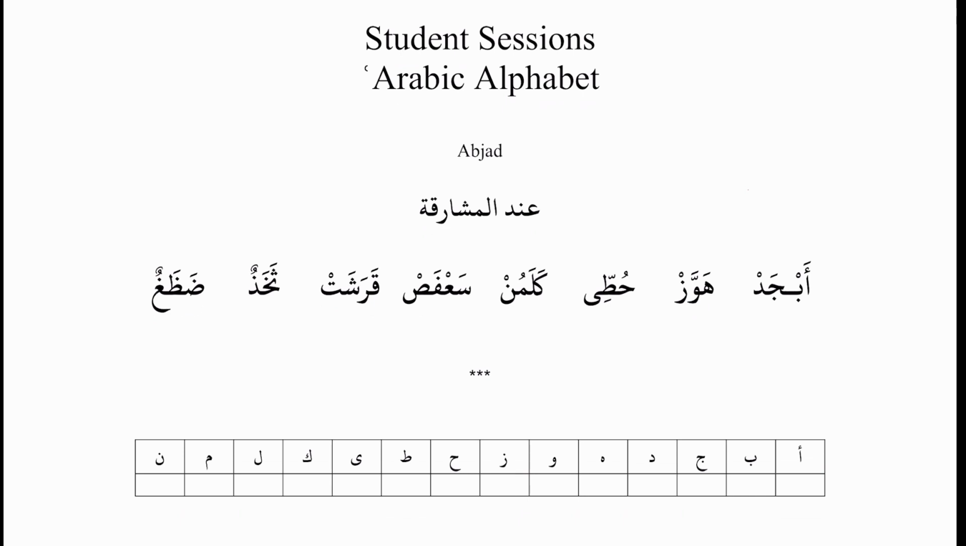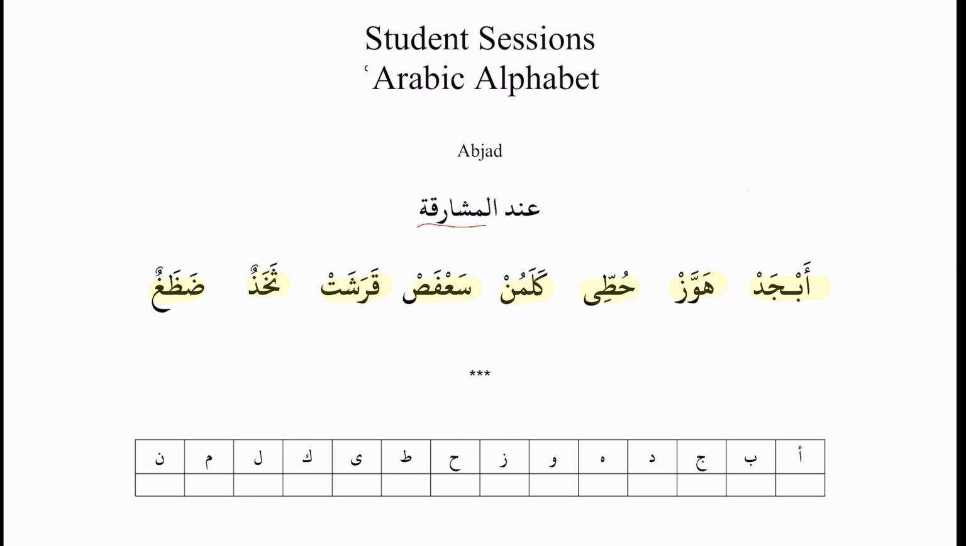So you have, for example, Abjad, Hawaz, Hutti, Kalaman, or Kalamun, depending on the different variations, Sa'fas, Qarashat, Thakhadhun, Davaghun. For those of you that are paying attention, you see that it says Ind al-Mashariqa. So there are different variations of this, but let's just take this one for now, inshallah ta'ala. So these here that I've just highlighted are the letters of the alphabet put into phrases.